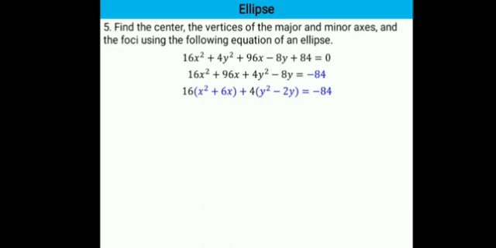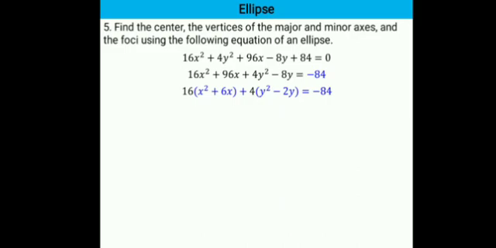Next is we factor out. First is 16, so we place 16 outside. That is now 16 times the quantity x squared plus 6x. And on the other hand, 4 is being factored out. So that is now 4 times the quantity y squared minus 2y.